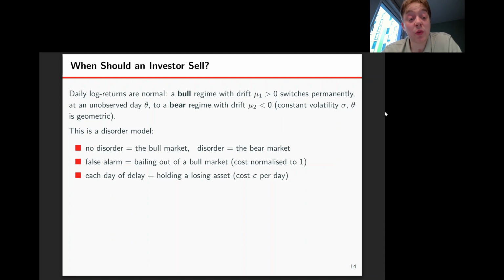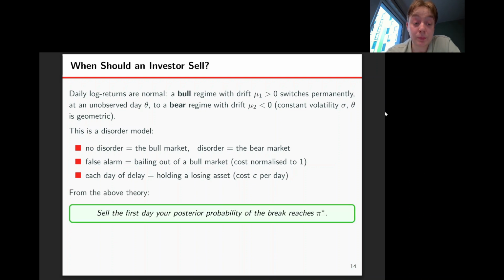We also see in this situation how both a false alarm and a delay after the disorder occurs can be financially bad for us, where a false alarm means bailing out of a bull market, a market that's still increasing, and the cost of holding the stock after the disorder happens has financial consequences because we're holding a losing asset.